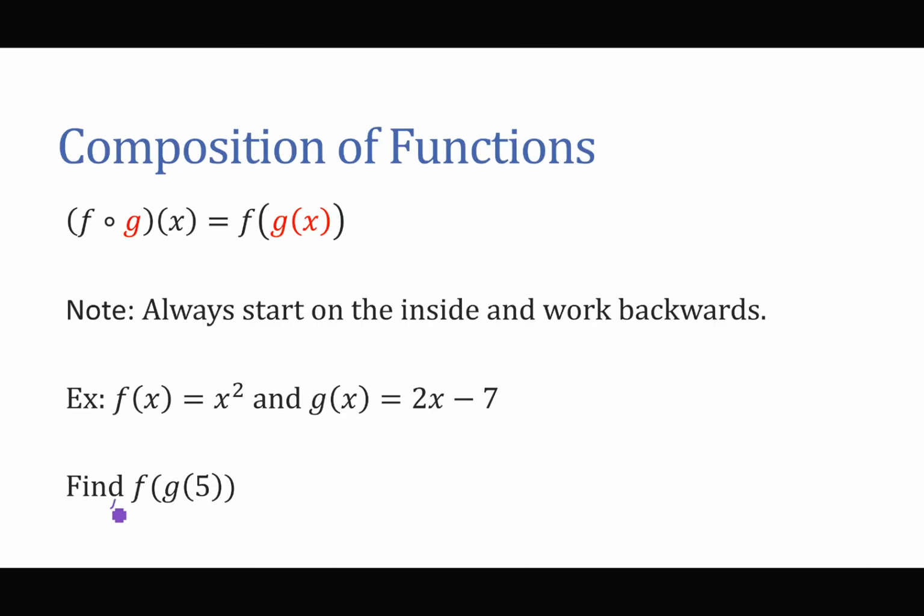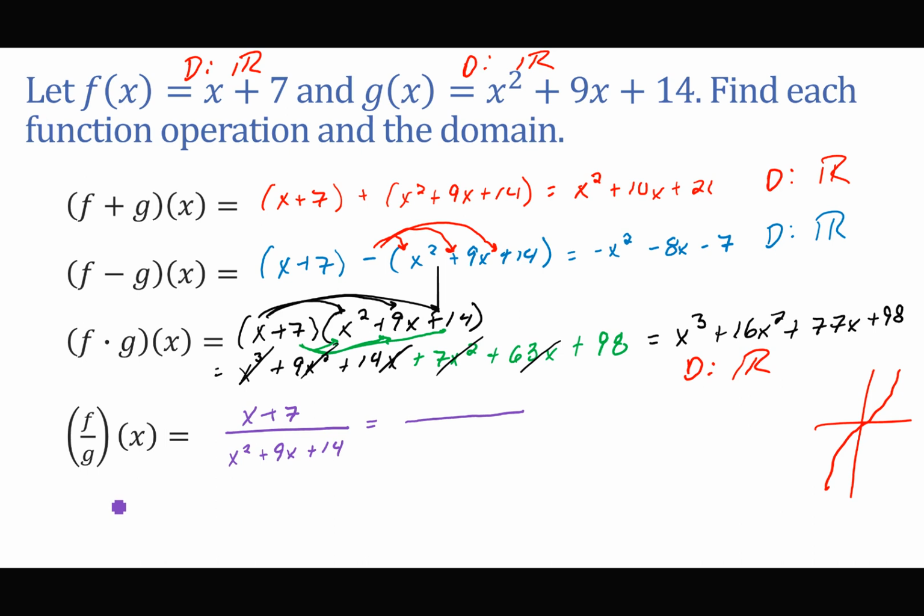This one, oops, let's actually factor that bottom. So we do a quick cross, two numbers that multiply to get 14 and add up to be 9. I know I could do 7 and 2. And so my numerator still stays the same, x plus 7, but my denominator now is x plus 7 times x plus 2.